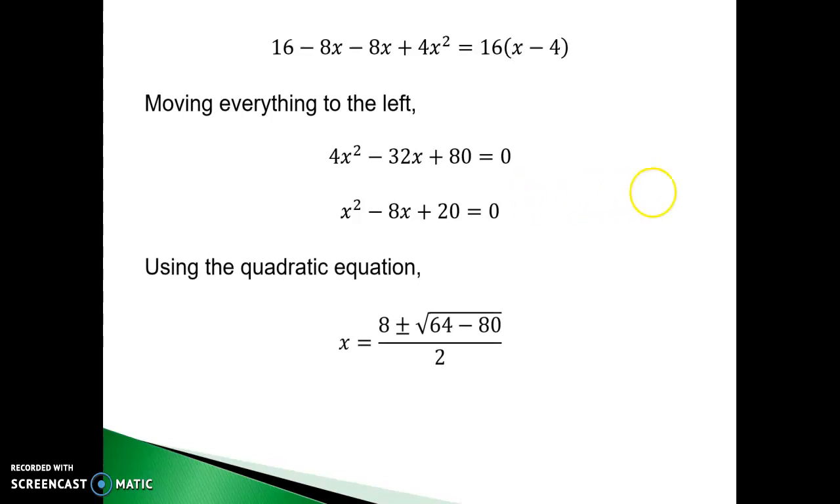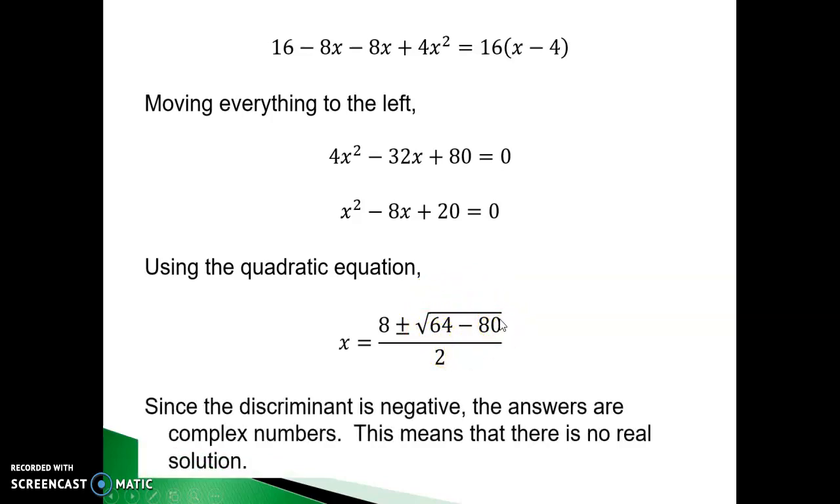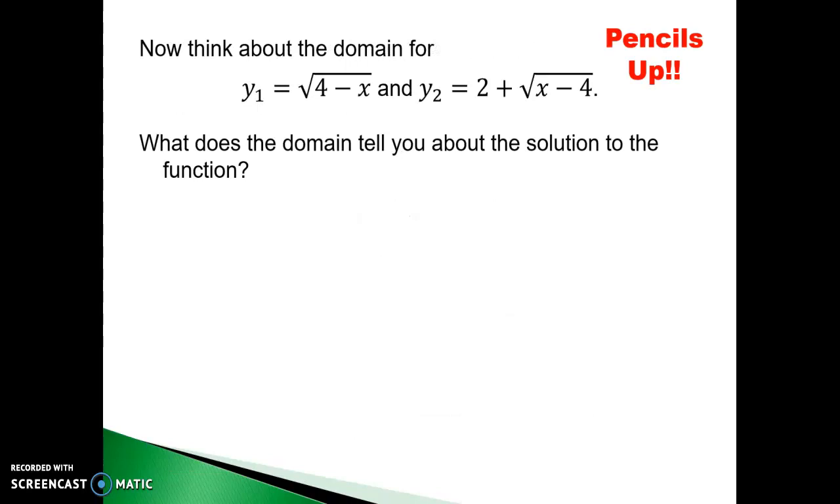formula. So if you notice, inside of this radical is going to be a negative, which means that both answers are going to be imaginary. So that means that we don't have any real solutions. So since the discriminant is negative, the answers are complex, and that means that there's no real solution, just like I said.